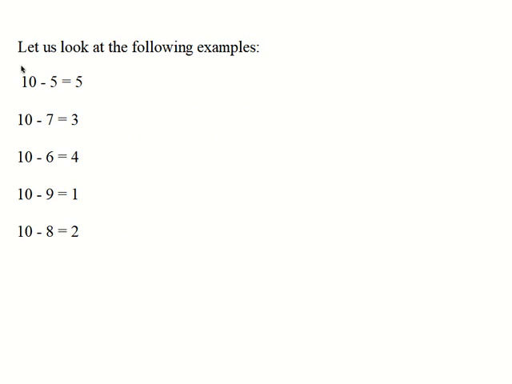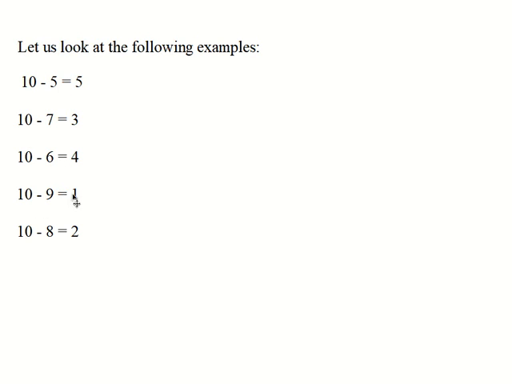Now let us look at the following examples. We have some subtractions here. We have 10 minus 5 is equal to 5. That means we have 10 and then we take away 5, we get 5. 10 minus 7 is equal to 3. If we have 10 and we take away 7, we will get 3. 10 minus 6 is equal to 4. If we have 10 and we take away 6, we will be left with 4.